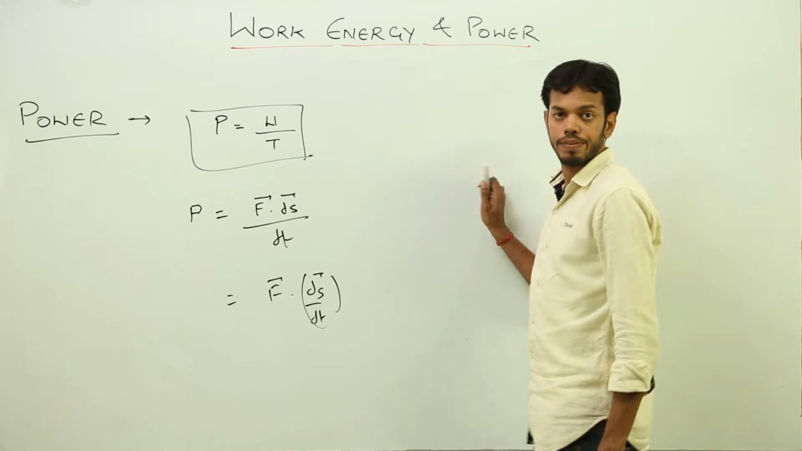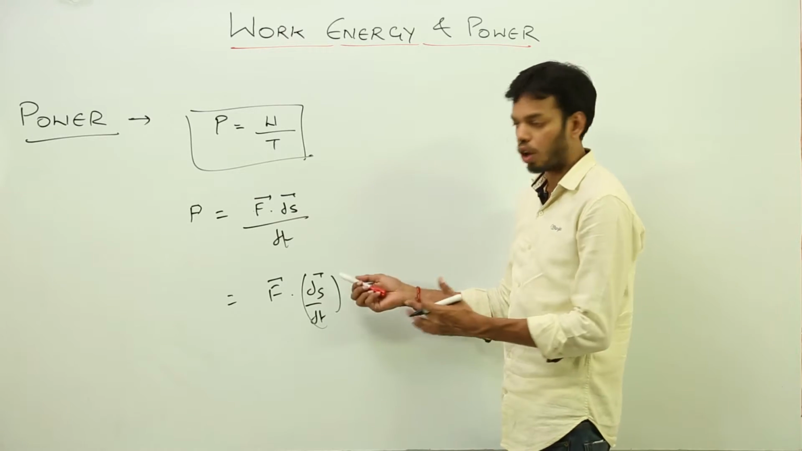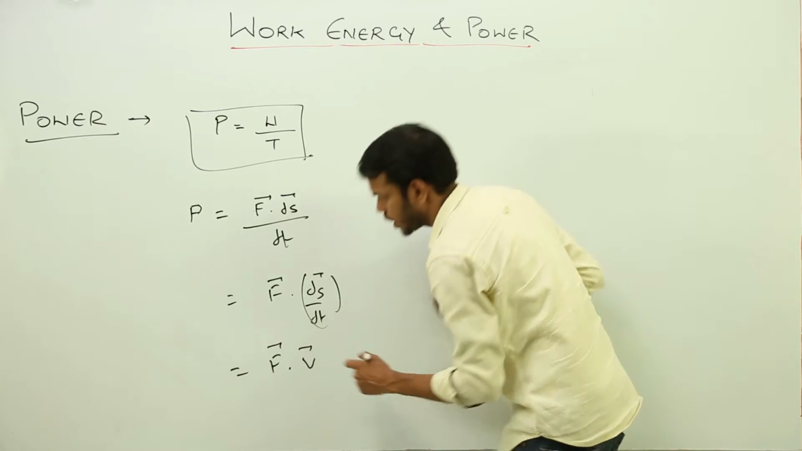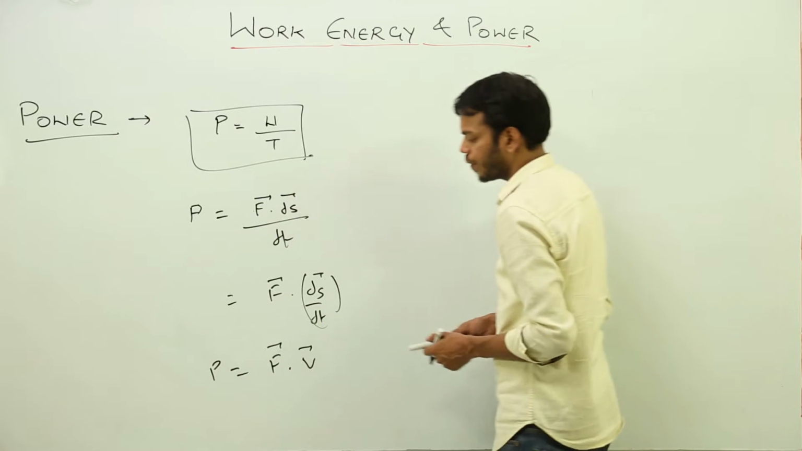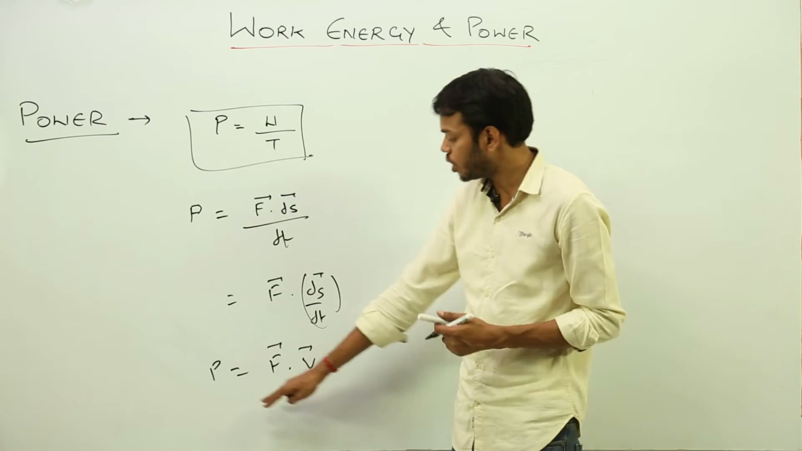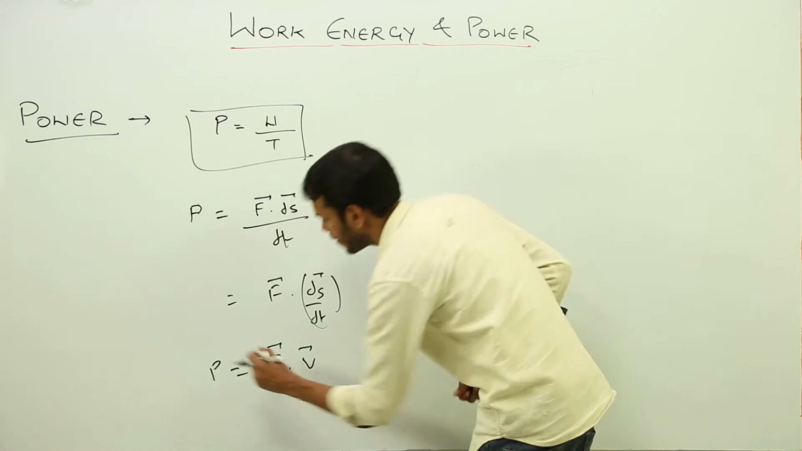What is ds over dt? That is displacement upon time, velocity. So power has another formula: force into velocity, F dot v. Do we say that this is a scalar or a vector? It is a scalar because we still have the dot product, alright?